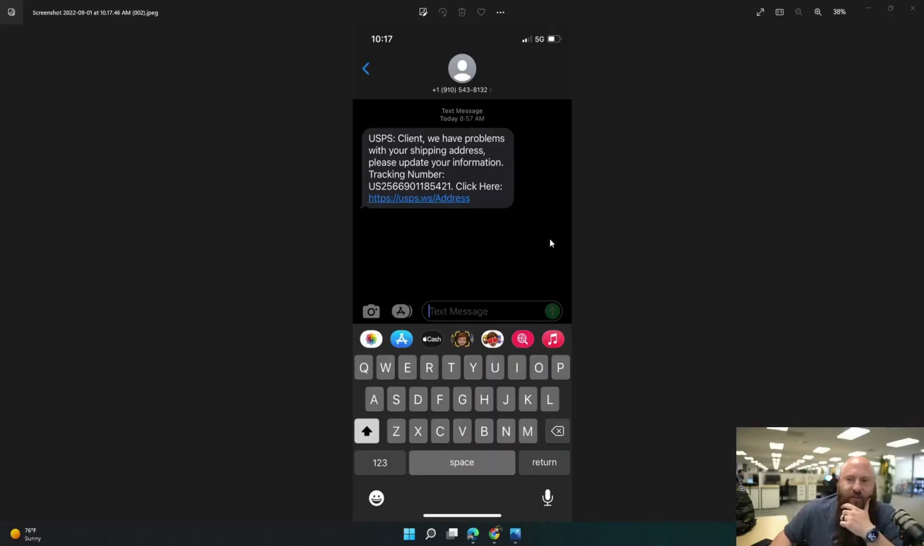All right, so I received this message. It says, "USPS client, we have problems with your shipping address. Please update your information. HTTPS, USPS.ws /address." And I know a lot of these /blank inserts are going to end up being what triggers the malicious payload, but also avoids the scanner's detection from a malicious perspective. So got that from a text message, right?